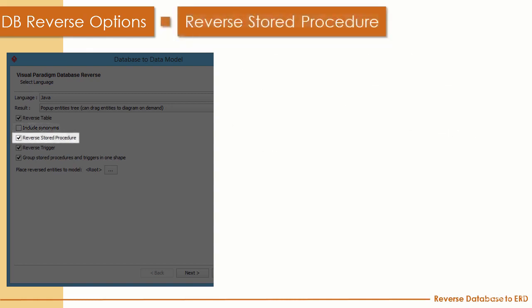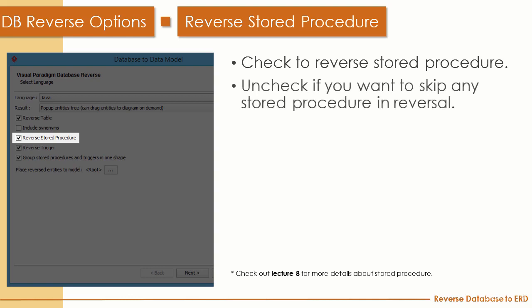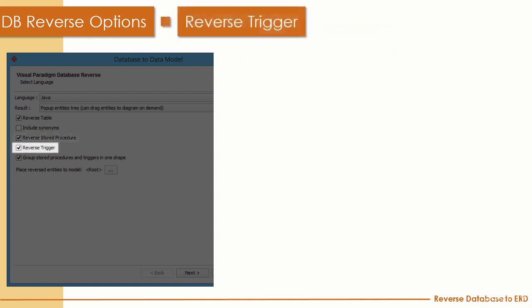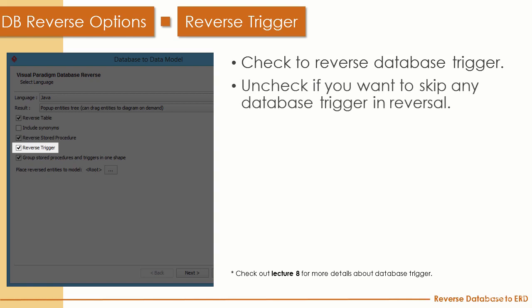The fourth is reverse stored procedure. You can check this option if you want to reverse the stored procedure. You can refer to lecture number 8 about the detail of the stored procedure. Uncheck this if you don't want to reverse the stored procedure. The trigger is similar. It reverses the database trigger. Again, you can refer to lecture number 8 about the trigger. If you uncheck it, you just skip it.